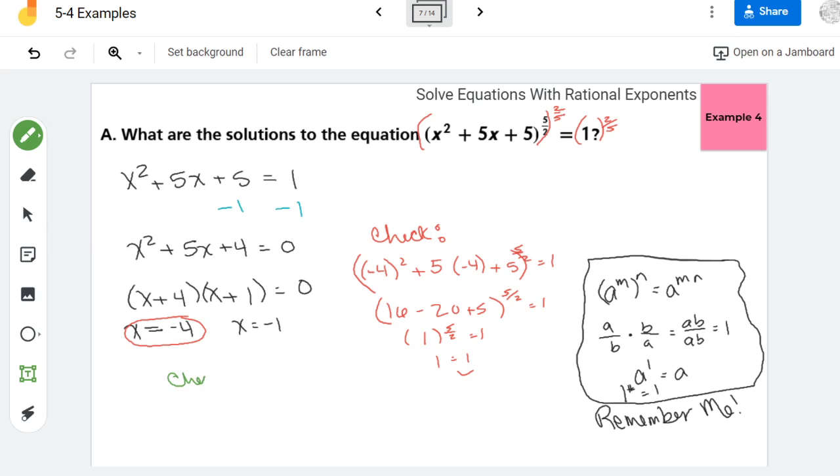Alright, and then I'm also going to check with -1. So I have -1 squared, 5 and -1. And this gets a little ugly sometimes, right? Just don't lose track of your parentheses and you should be okay. So cleaning up some of these bigger parentheses, negative 1 squared is 1. 5 times negative 1 is negative 5. So the negative 5 and the positive 5 cancel out, leaving you with just the 1. And 1 to any power is 1, so negative 1 is also a solution.